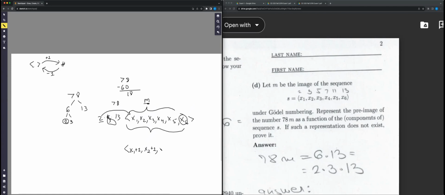Okay, so we didn't touch x3. We didn't touch x4. And we didn't touch x5. But we know x6 needs another 13 in it. So that means we need to add 1. And so this is our answer.